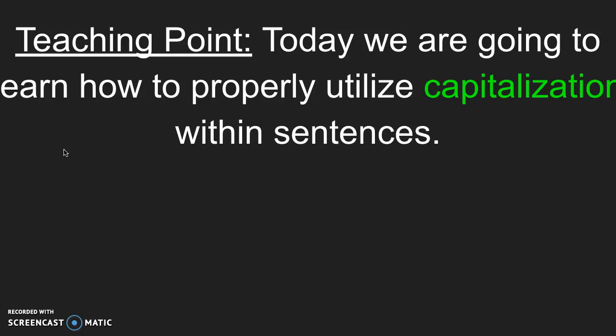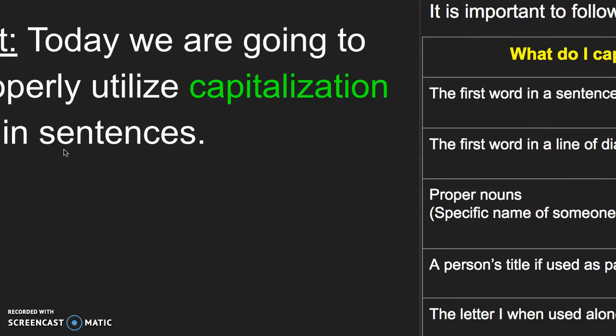Today in ELA, you guys are going to learn how to properly utilize capitalization within sentences. One of the reasons I wanted to do this today is reading a lot of your writing. A lot of you aren't putting capitals in the right places, or you're using them too many times or not at all. I think it's an area we should really focus on, and I think you can do really well today. So let's give it a shot.